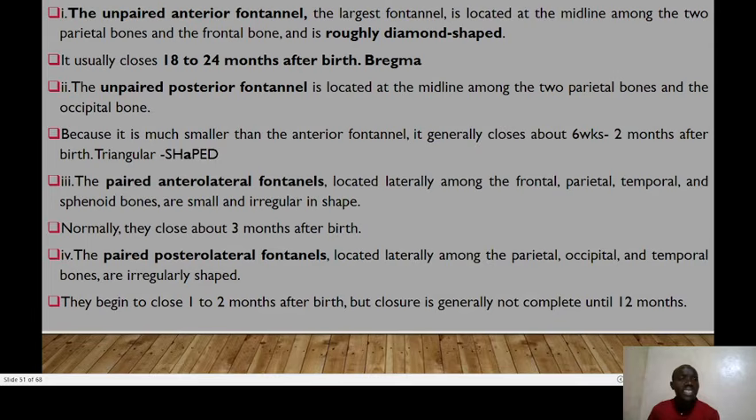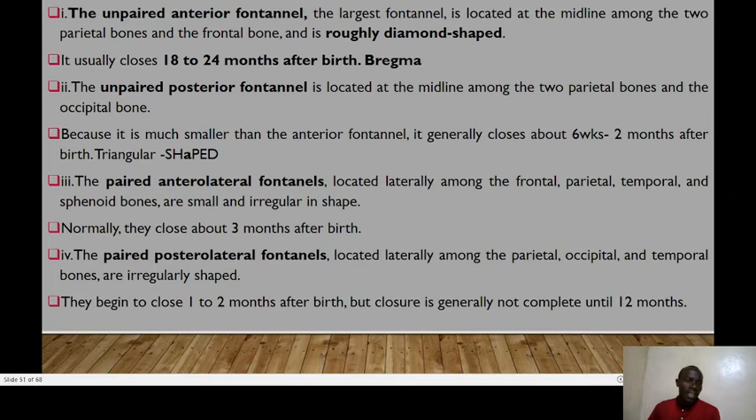It's triangular shaped, okay? And these two fontanelles are very significant during labor and delivery because when you're doing vaginal examination, you need to locate the occiput, you need to locate the presenting part, and you need to say whether it is diamond shaped, okay, or triangular shaped. So if it is triangular shaped, you know you're working with the occiput.